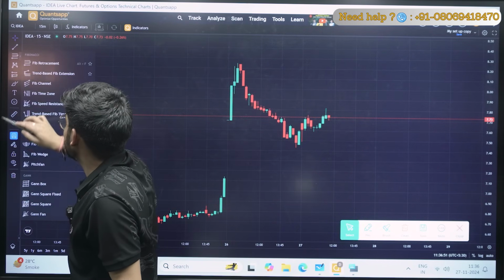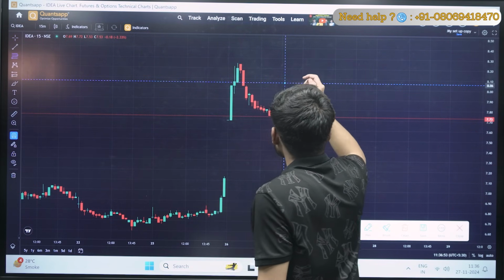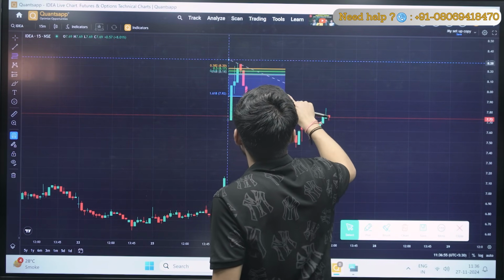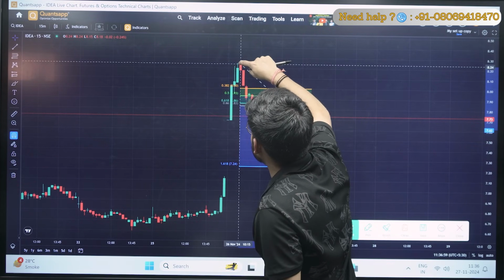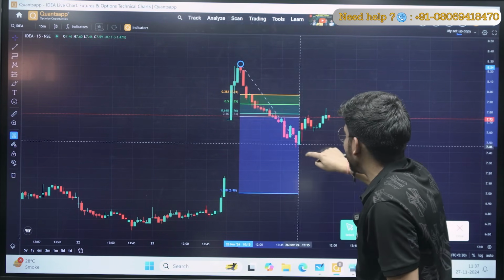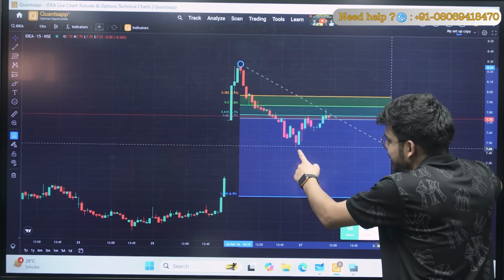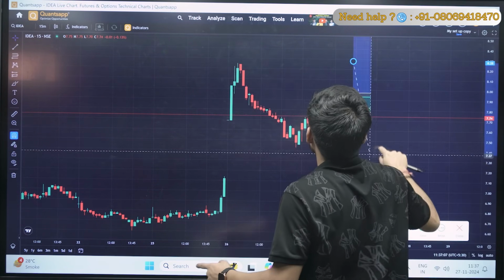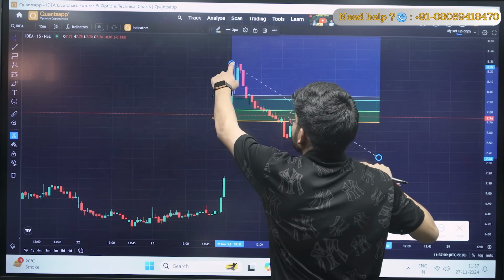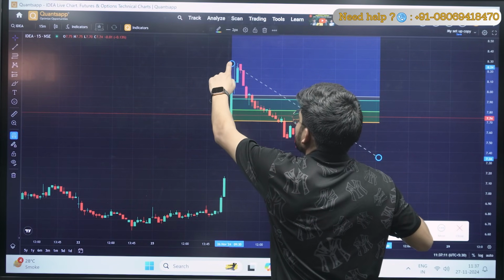I will again choose the Fibonacci retracement and apply it here. The movement started from this point of time, from this red candle, and the movement existed till this point, right? Okay, sorry, I have drawn it from the wrong direction. So the movement started from this point of time. Just a second.